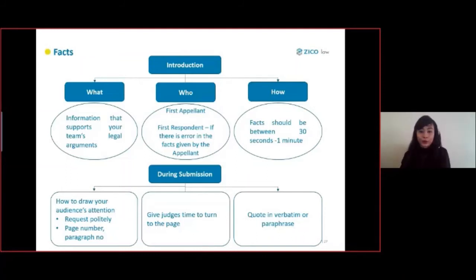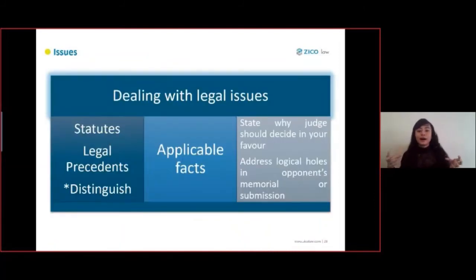And how to quote facts, you can either quote it verbatim or paraphrase. Now issues. So how do you deal with legal issues? This stems from your legal research. Once you've gotten the statutes and the precedents, you should always distinguish and see how they apply to your case, and then use the facts that are applicable to the legal issue and state why the judge should decide in your favor, or address any loopholes or logical holes in your opponent's submission. So to me, it's not rocket science. It's just how you address the legal problem that makes a difference.